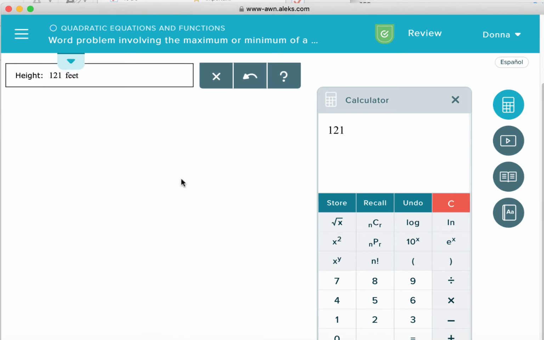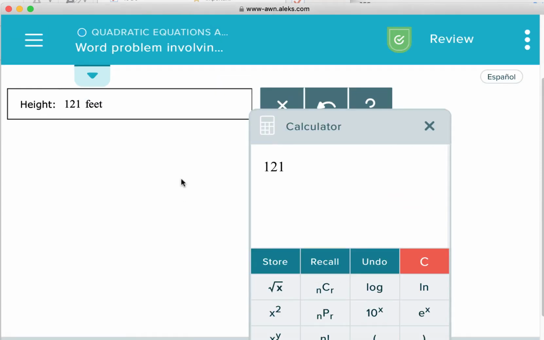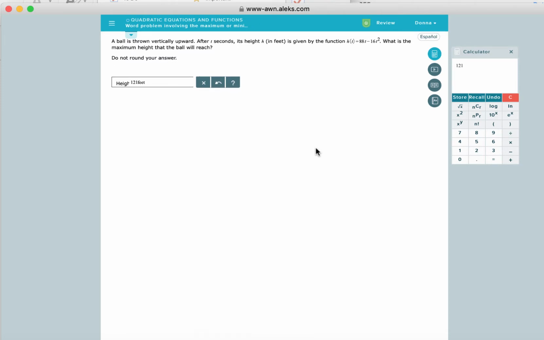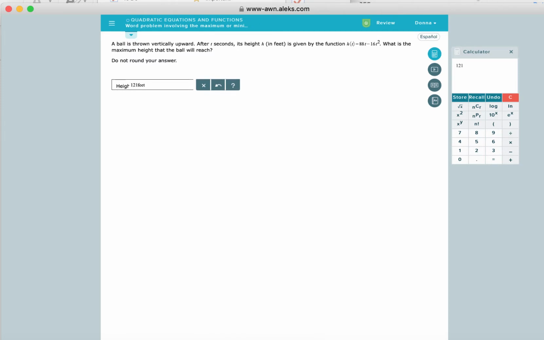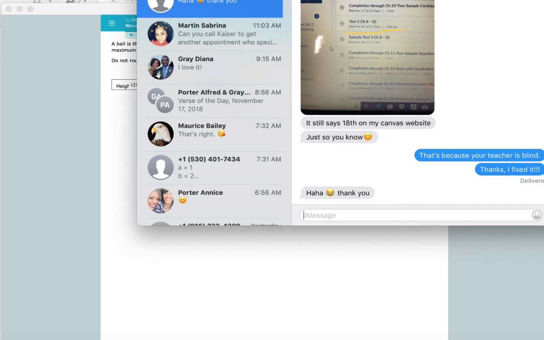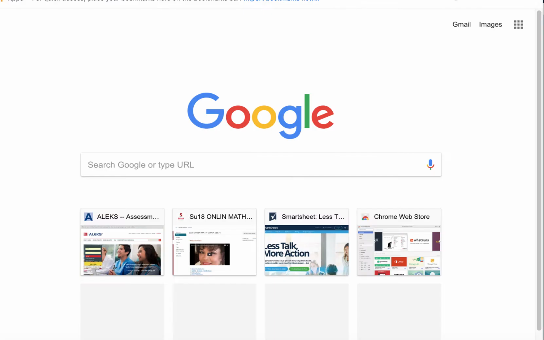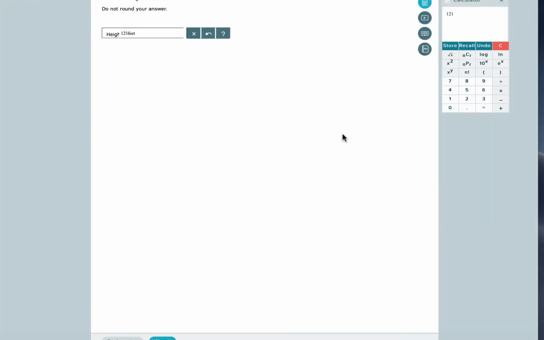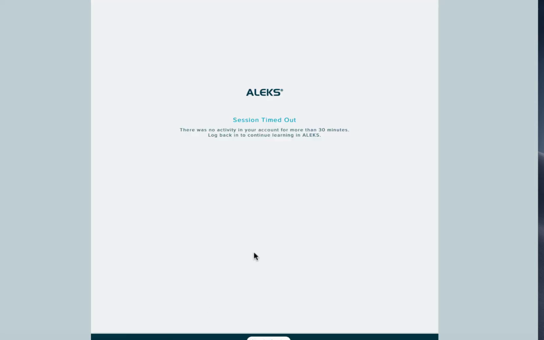So let's check this. Got to make this a little bit smaller so I can find the check button. There she goes. Session is timed out.